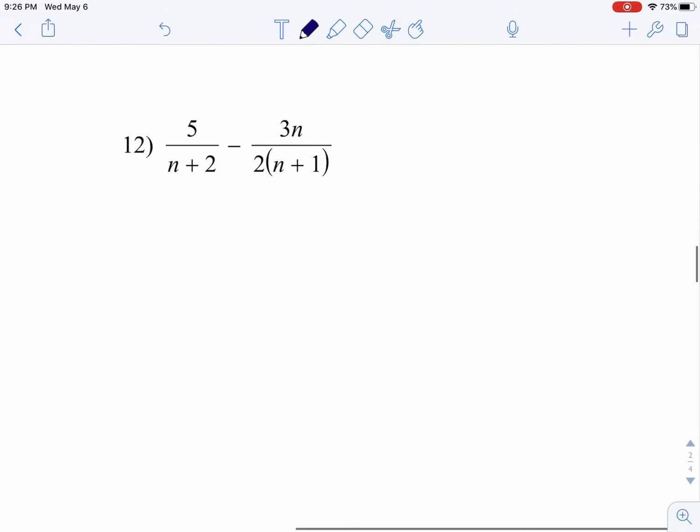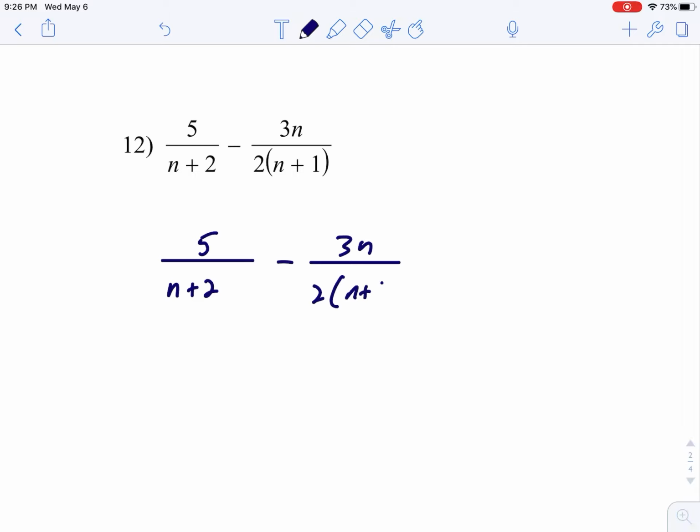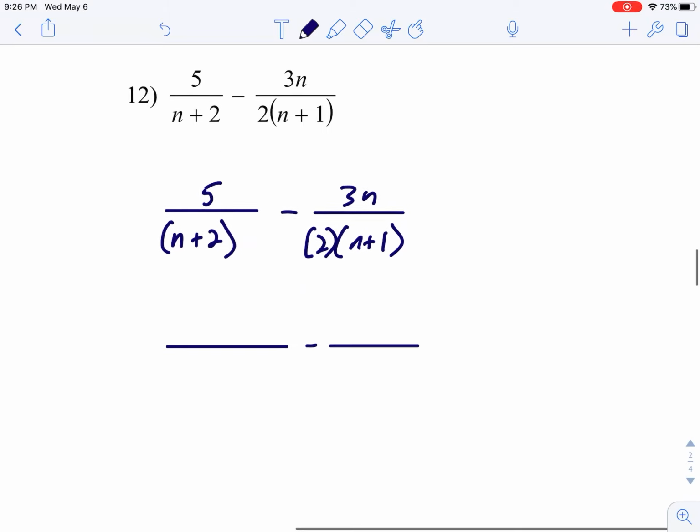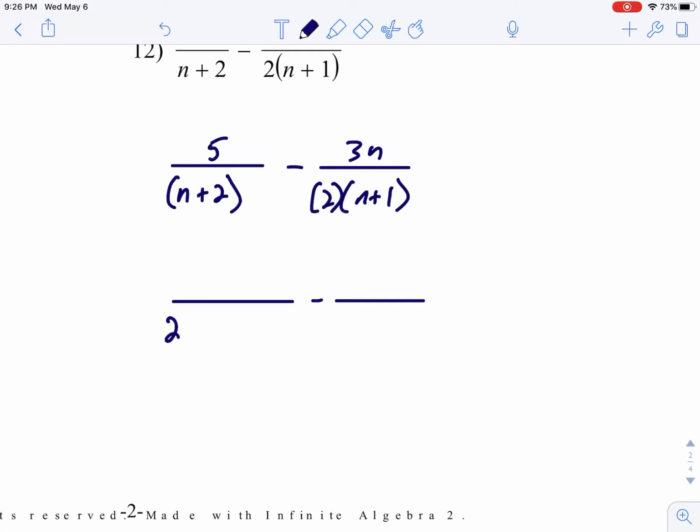Number 11, we do not have common denominators. We need to have common denominators. So the sort of process I go through here is first rewrite the problem, and then figure out what a common denominator would have to be. Well, a common denominator has to have every factor in it. So I have to have n plus 2, I have to have 2, and I have to have n plus 1. So I'll write that as 2, n plus 1, n plus 2.